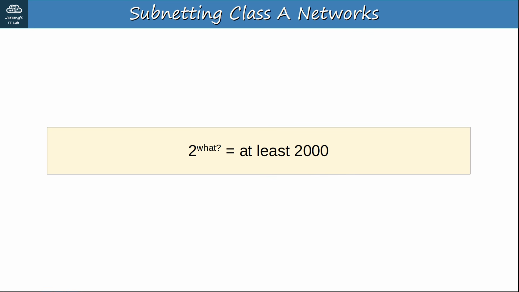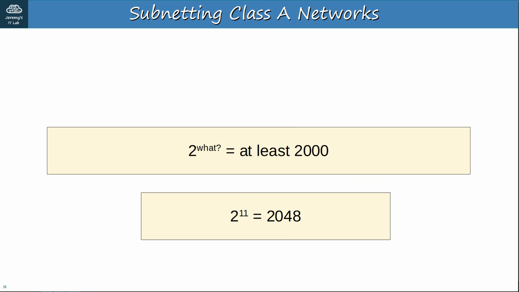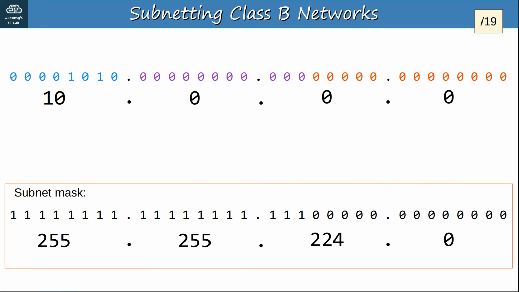So, 2 to the power of what equals at least 2,000? Remember, each bit you borrow doubles the number of subnets you can make. 2, 4, 8, 16, 32, 64, 128, 256, 512, 1024, 2048. That's 11 borrowed bits. So the answer is 2 to the power of 11. So, borrowing 11 bits allows us to create the required 2,000 subnets. This means we will use a /19 prefix length.